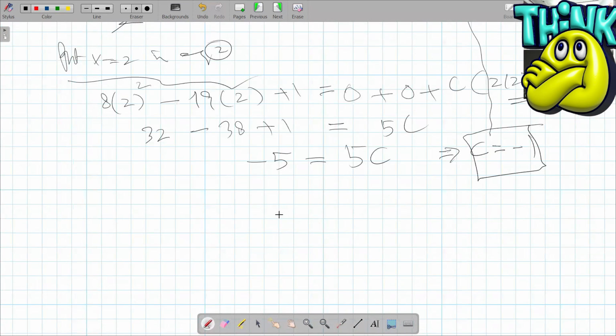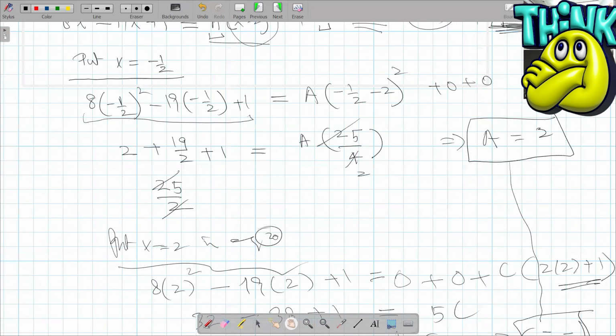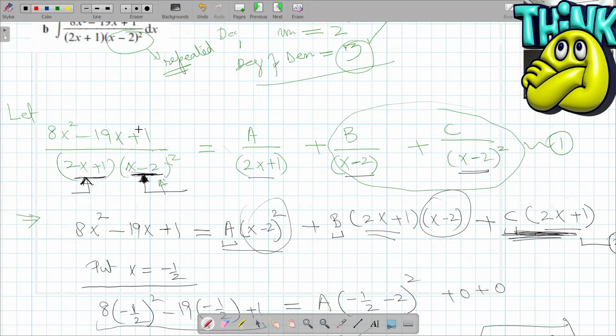What about b? How can we obtain b? There is no other value we can put. We can put only one value for one linear factor. How can we find b now? Should we not just pick x as a random number and then substitute a and c into the equation? Exactly. That is also fine.